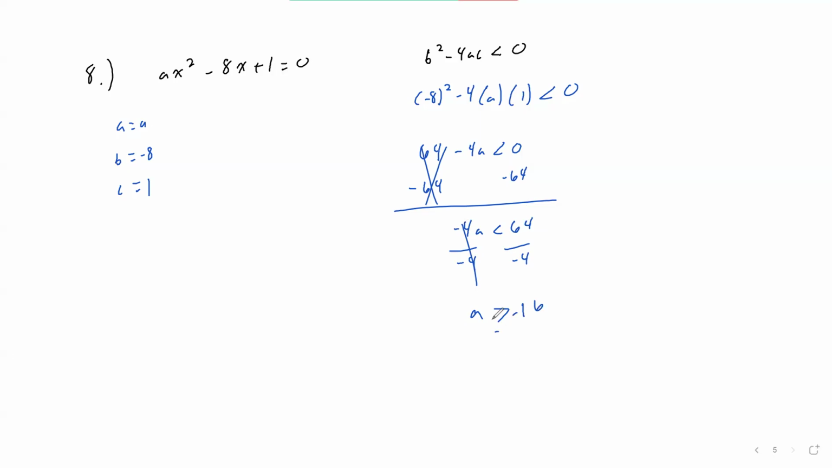So in this case, as long as a is greater than -16, I will have two non-real solutions. Oh, actually, it is positive 16 because that was a -64 when I subtracted. So sorry. As long as a is greater than 16, I'll have two non-real solutions. So there's your answer there. You don't have to worry about graphing it or anything like that.